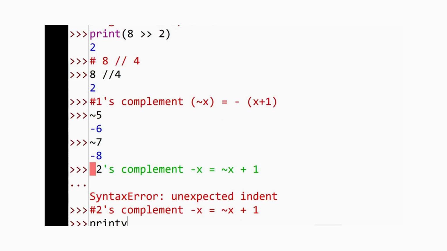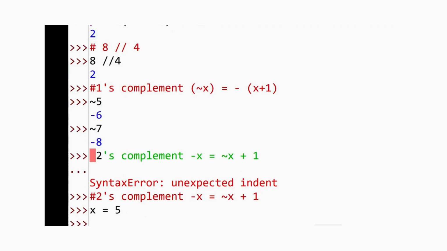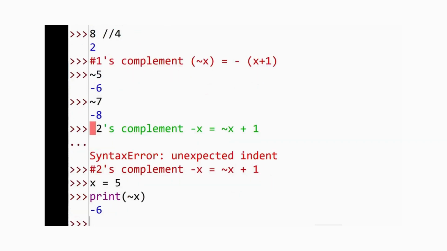Print. First we will assign the value x equal to 5. Okay, print tilde x. What should come? It should come minus x. It is coming, right? How does it come? Minus of x plus 1, right?